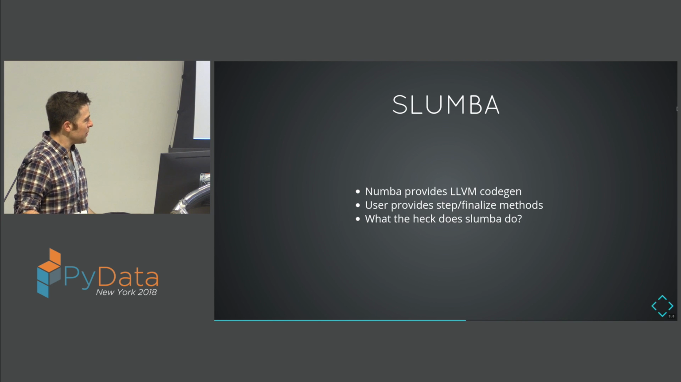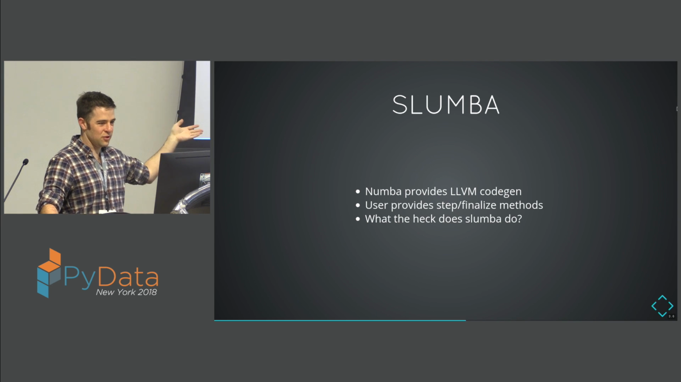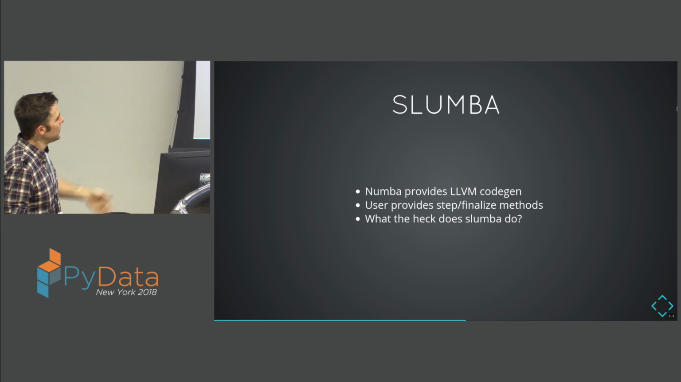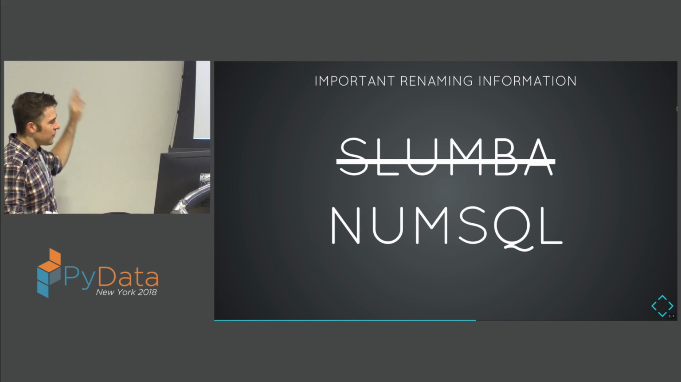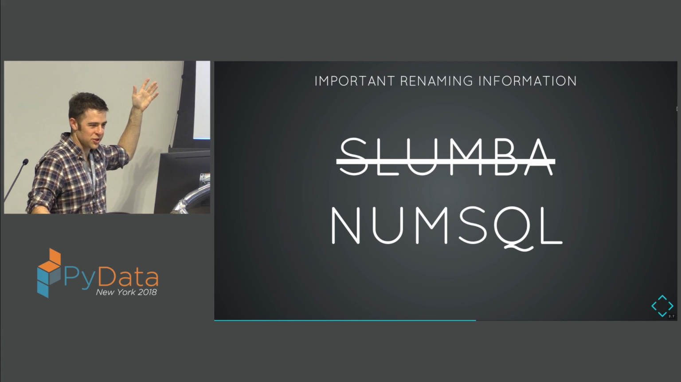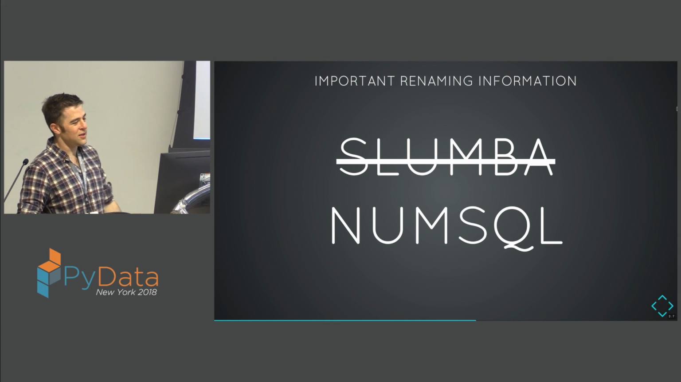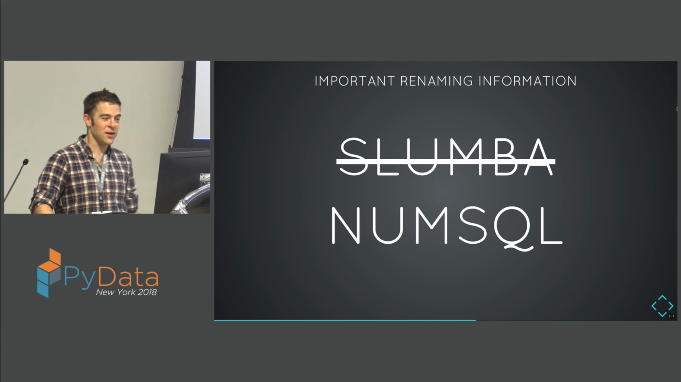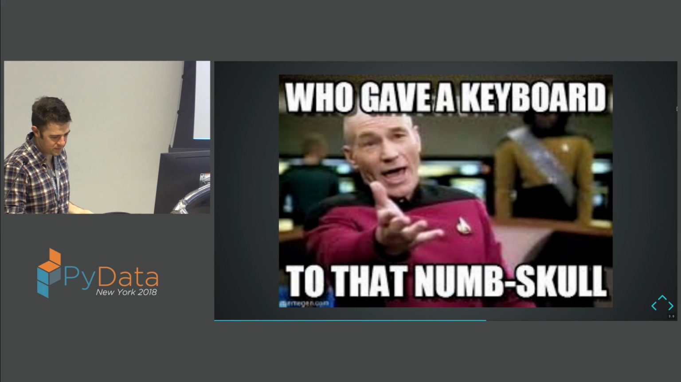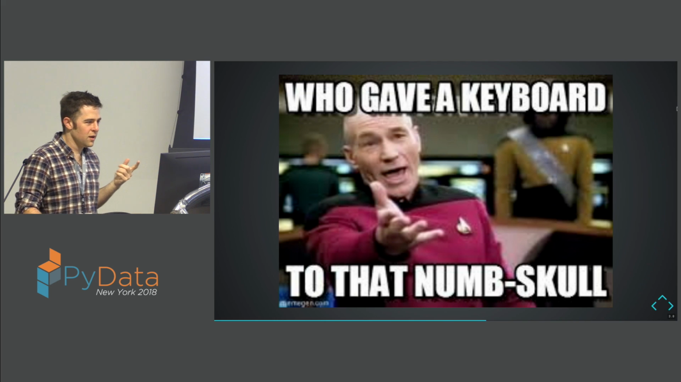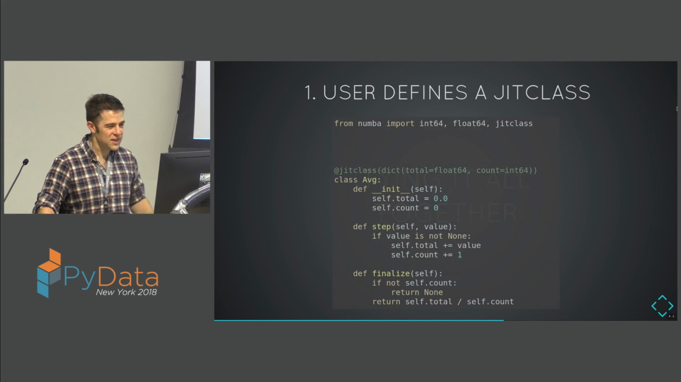So I created something called slumba. Numba gives you the LLVM code gen. The user provides step and finalize methods. Similarly, important legal information, this important renaming information: some of my coworkers suggested that I change the name from slumba to NUMSQL, which is pronounced numbskull. You might be asking yourself this question shortly. So numbskull kind of ties everything together.